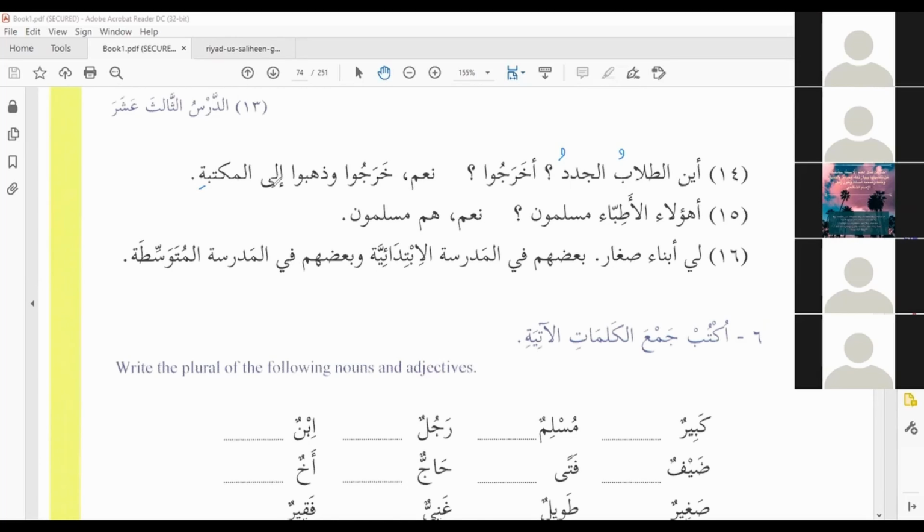Where are these new students? Did they leave? Yes, good. Yes, they left and they went to the library. Maktaba can be the office, or can even be a store. But the main idea is kharaju. Did they leave? Yes, we can use hamzatul istifham. We can use the questioning hamza with asma and with af'al. We can use it with nouns and with verbs. Na'am kharaju wa dhahabu. Good.